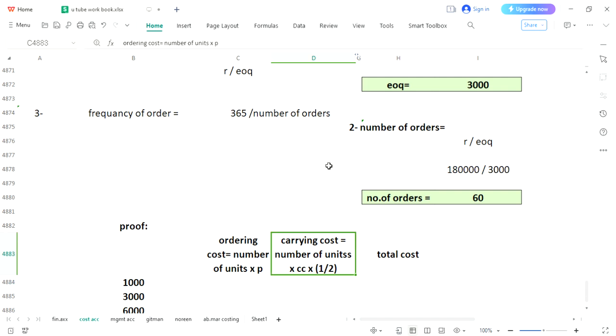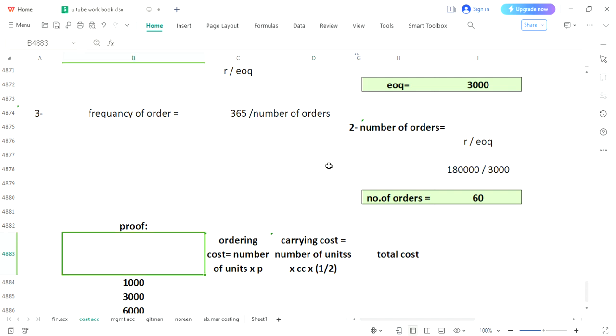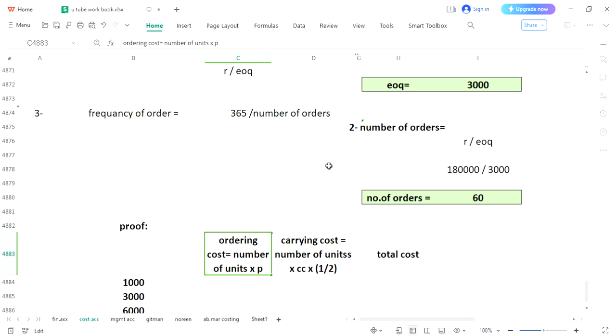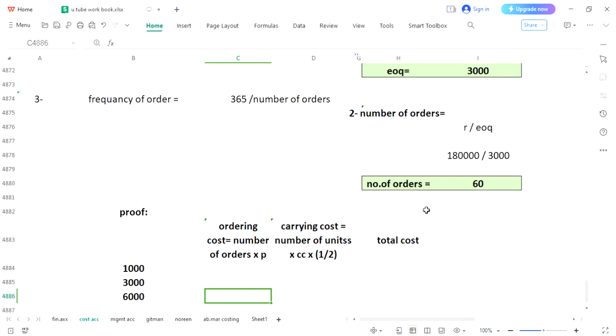So for ordering cost, you will have the number of ordered units, or simply you can write number of orders. And here you have calculated the number of orders, requirement divided by economic order quantity. So this would be calculated for 3000 at the first stage. How many orders? Look here. Number of orders is 60.